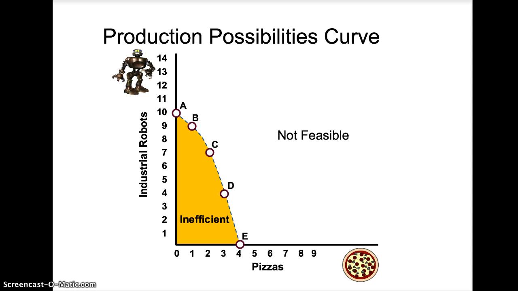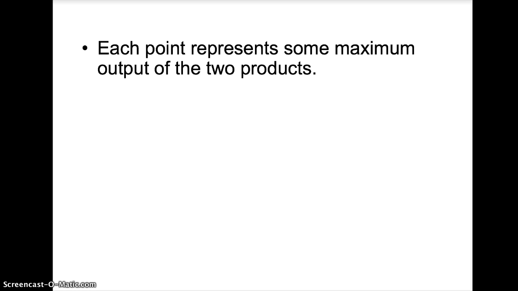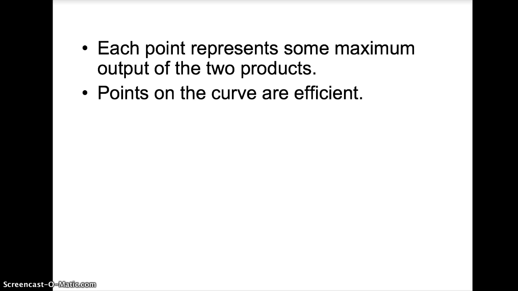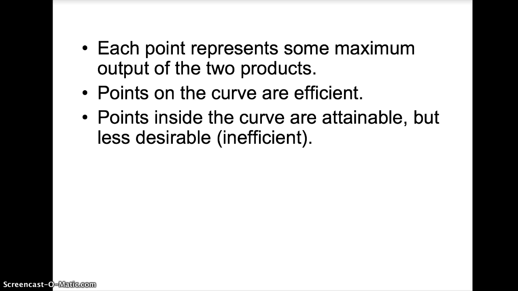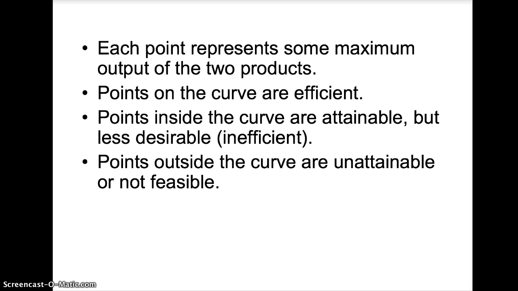Each point along the curve represents the maximum combination of the two products. Therefore, each point along the curve is considered to be efficient. As I already mentioned, points inside the curve are inefficient because they are attainable but less desirable. Points outside the curve are unattainable or not feasible. The slope of the PPF is opportunity cost.